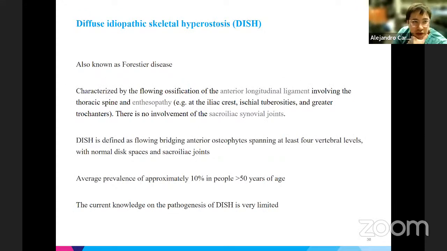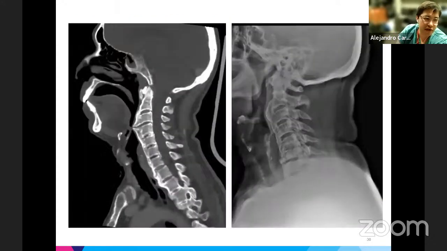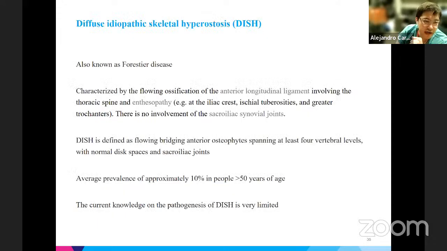is known as diffuse idiopathic skeletal hyperostosis, or Forestier disease, which is ossification of that ALL, and it involves the formation of these enthesopathies. There's also, of note, no involvement of the sacroiliac synovial joints in these patients. And yeah, you mentioned a good finding at 3-4, which is an interruption of that.